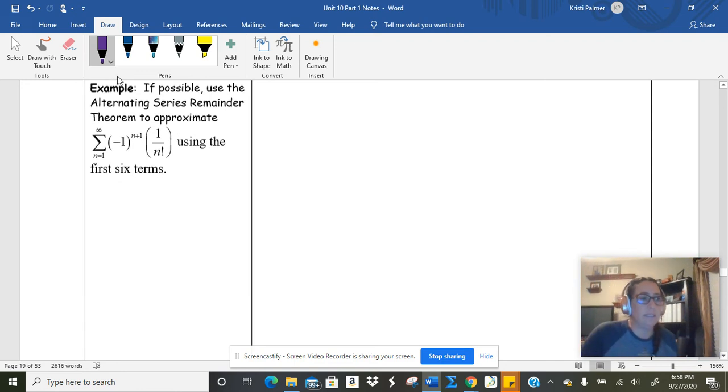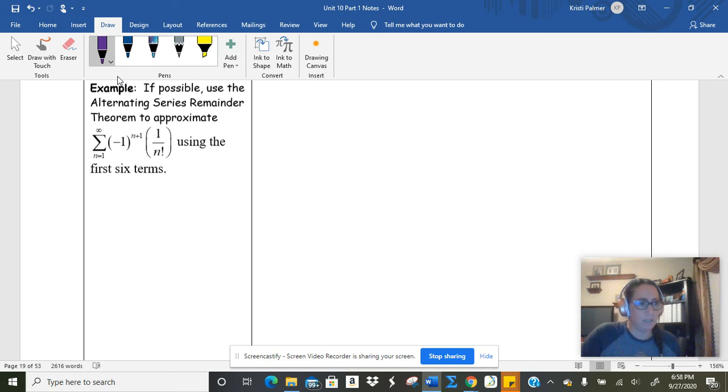Let's go to this next example. It wants me to use the alternating series remainder theorem to approximate using the first 6 terms. Well, first we need to make sure it's a convergent alternating series. Do these terms decrease in absolute value to 0?